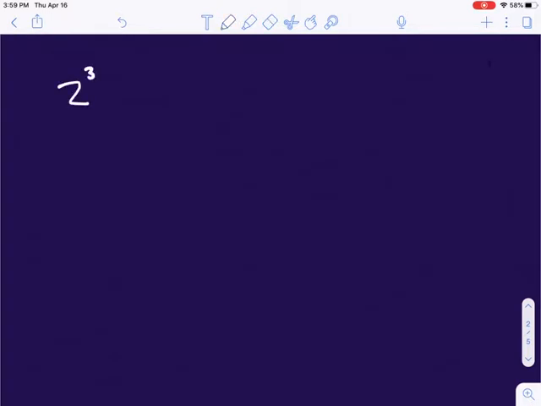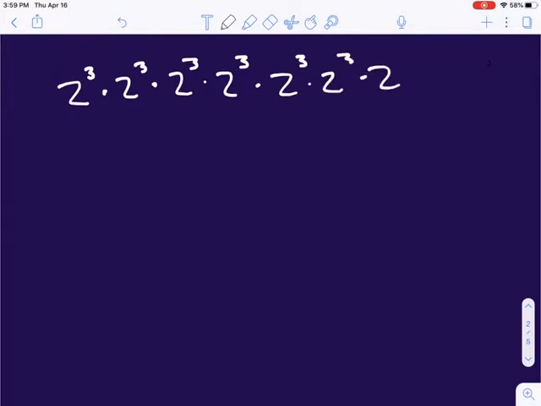Supposing I have 2 to the third times 2 to the third times 2 to the third. Hopefully you guys see where this is going. Times 2 to the third times 2 to the third times 2 to the third. All right, this is completely annoying, right?